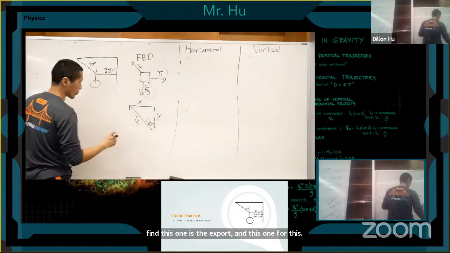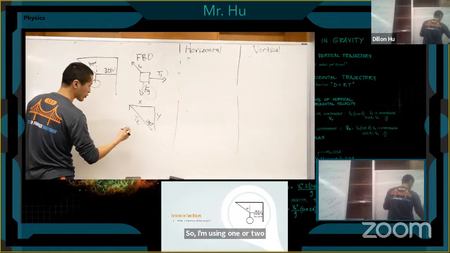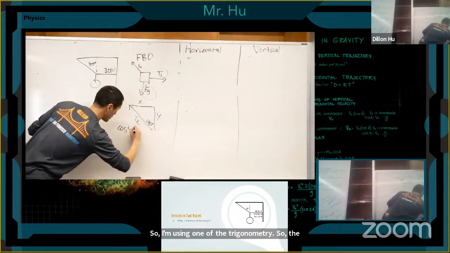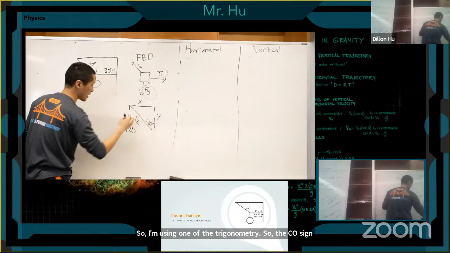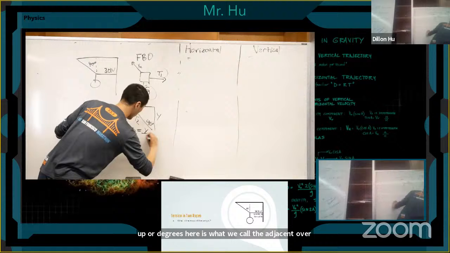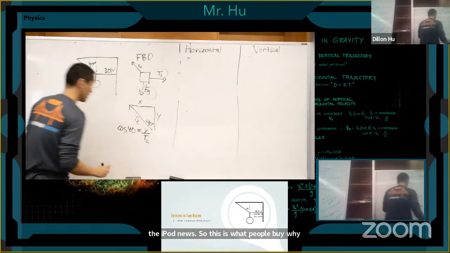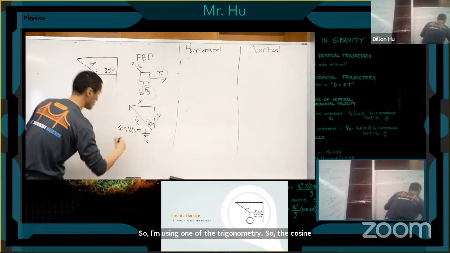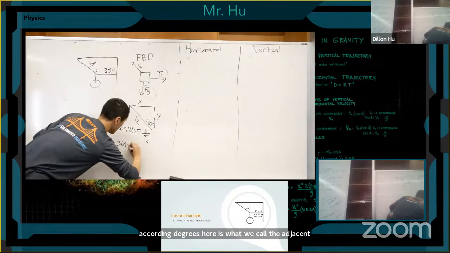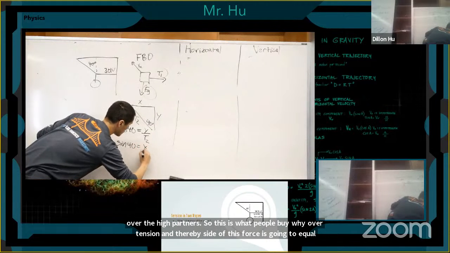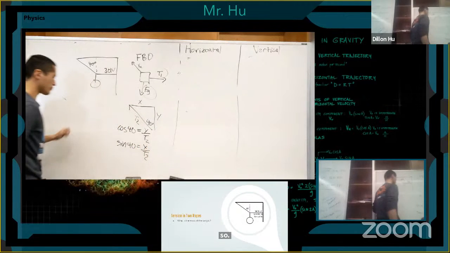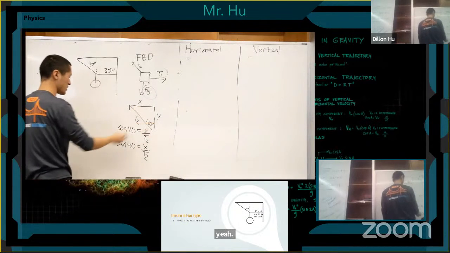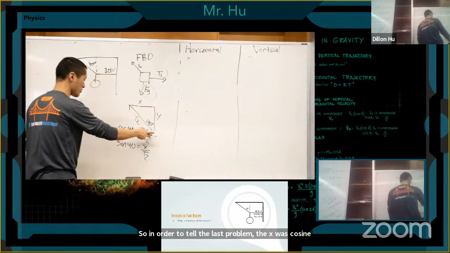Using a little bit of trigonometry, the cosine of 40 degrees is going to equal the adjacent over the hypotenuse. So this will equal my y over tension. And then the sine is going to equal the opposite over the hypotenuse. Notice how in the last problem the x was cosine and the y was sine, and this time the y is cosine and the x is sine.